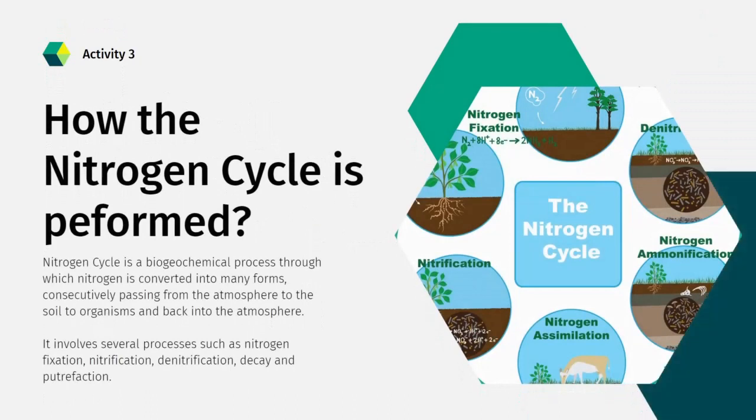Alright, so how is the nitrogen cycle performed? Well, it is a biochemical process through which nitrogen is converted into many forms, consecutively passing from the atmosphere to the soil to organisms and back into the atmosphere. It involves several processes such as nitrogen fixation, nitrification, denitrification, decay, and putrefaction.